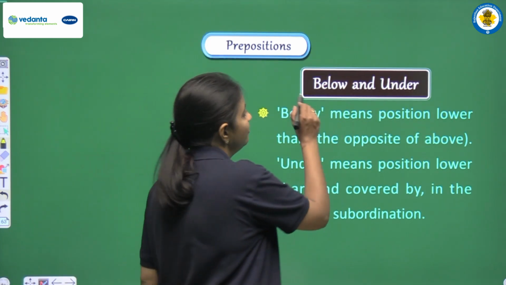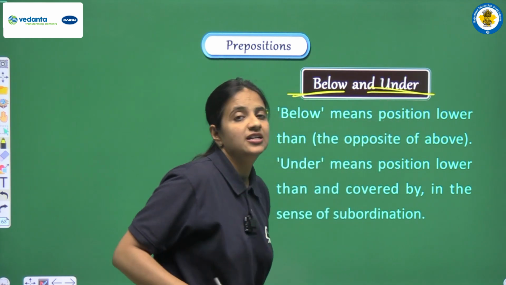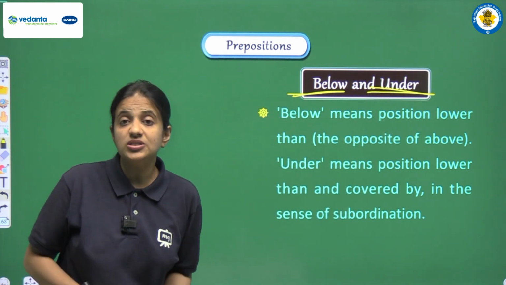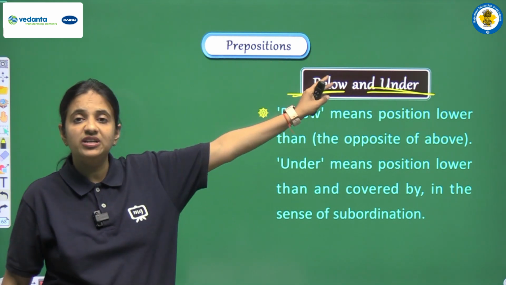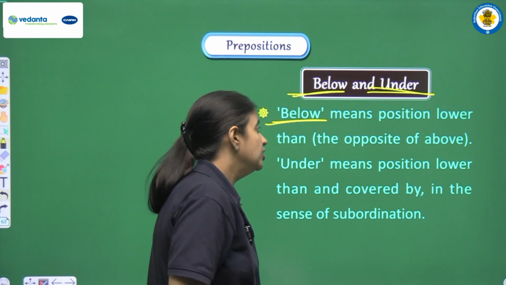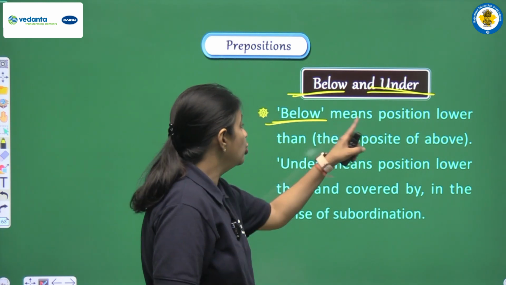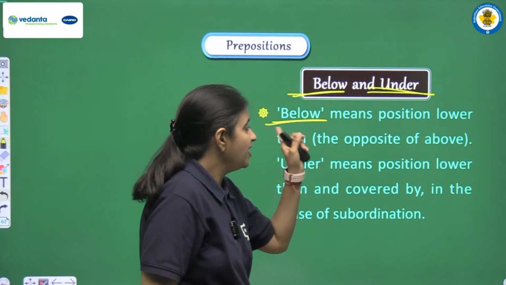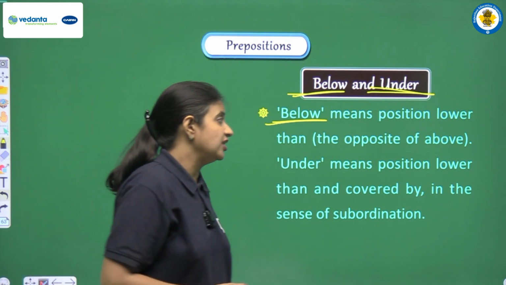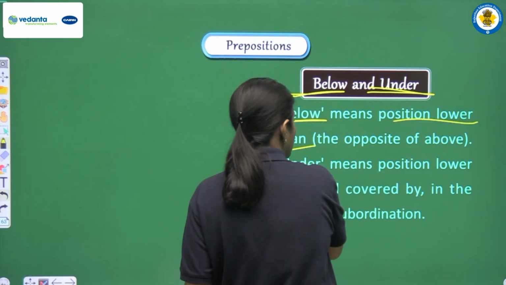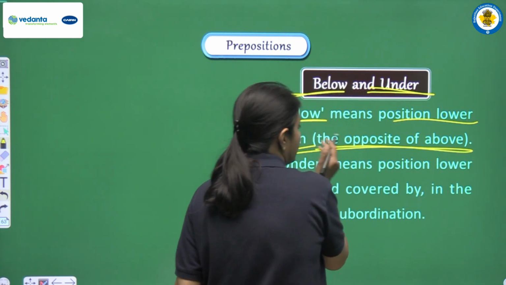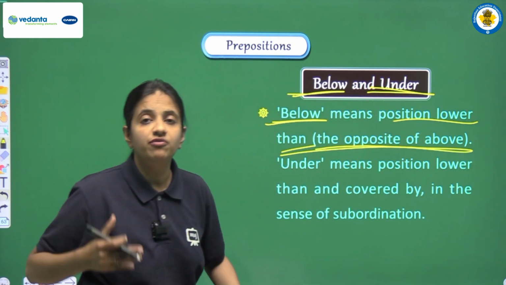Now we have below and under. So let's see what the difference is between below and under, and what uses we can have with the help of these two prepositions. So first of all, we have below. Below means position lower than. So if we have below in a sentence, with the help of below we can show the position that is lower than. And in this sense, we can say that below is actually the opposite word of above.